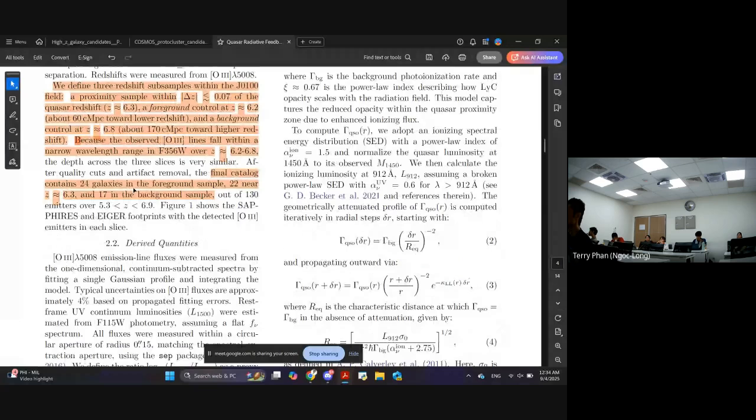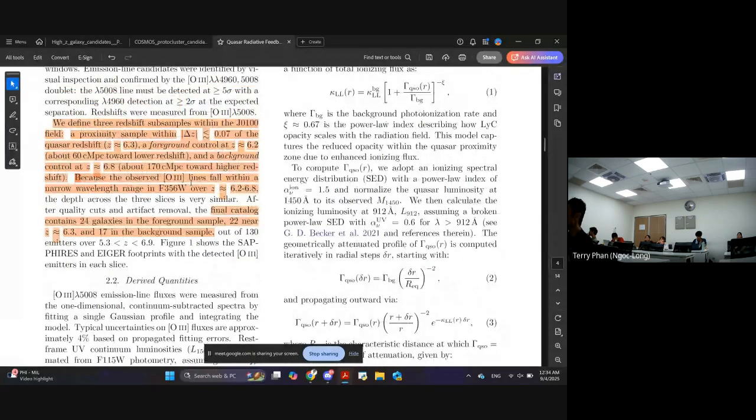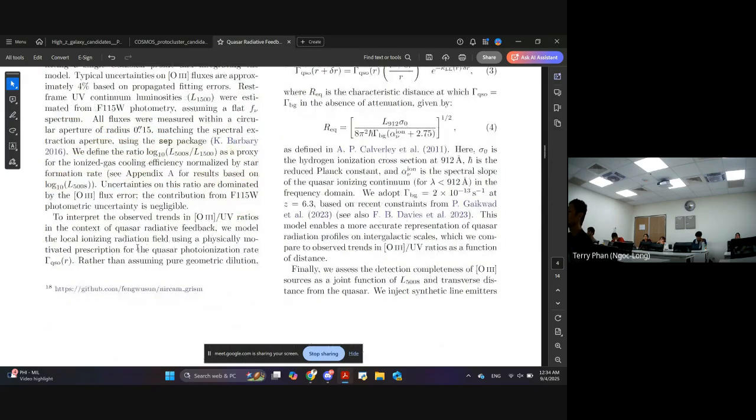So here are the specifics of what the three different redshift samples produce. Their final catalog, after some data manipulation and some error manipulation, ended up with 24 galaxies in the foreground, 22 in the near sample, around 6.3 redshift, and 17 in the background sample.